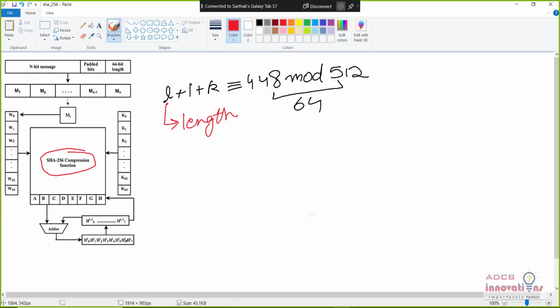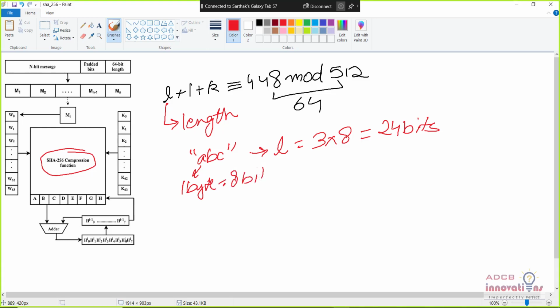Talking about the length of the message, in this case we are taking the example ABC. There are 3 characters, A, B and C, and every character has a length of 8 bits, that is 1 byte. So L is equal to 3 times 8, which is 24 bits. So it is clear what the length L is.